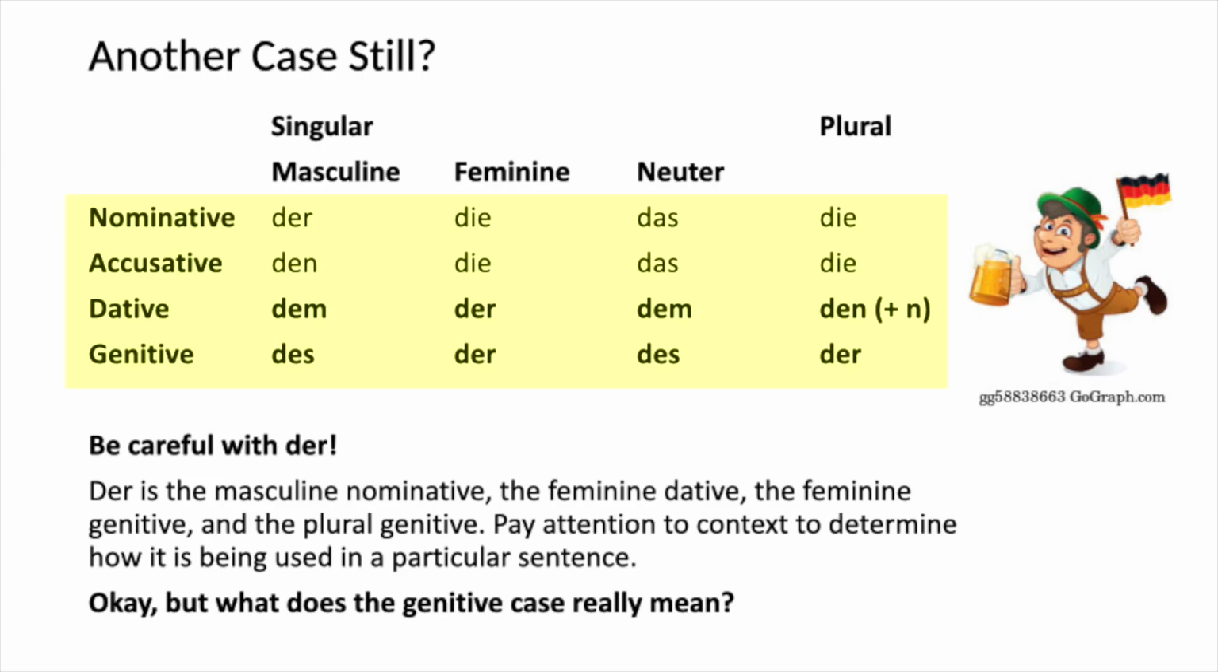For the singular masculine genitive, we have the determiner change to des. So we have the R ending for the nominative, the N ending for the accusative, the M ending for the dative, and the S ending now for the genitive. In the feminine, we have der, which looks the same as the dative. Once again, context will determine which one of those you're dealing with. While for the neuter, it looks very similar to the masculine. There's a lot of overlap between those two in the bottom two rows of this table. We have des also for the neuter, and for the plural we have der, which looks like the feminine genitive, but also like the feminine dative, and also like the nominative masculine.